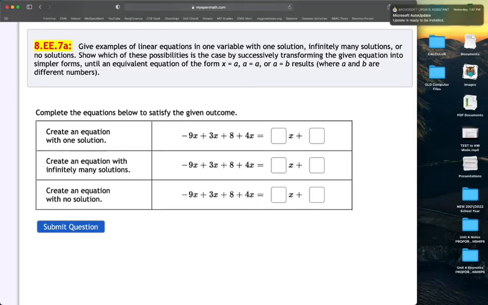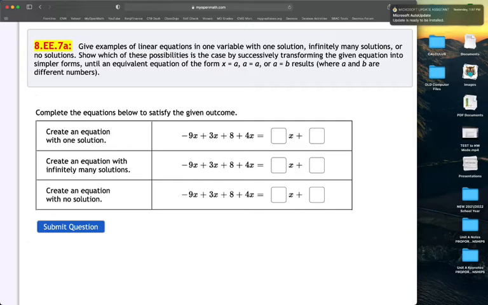In the standard 8.EE.7a, where we are asked to give examples of linear equations in one variable with one solution, infinitely many solutions, or no solutions, there may be times where you are presented with a problem like this one, where we have an expression on the left-hand side of an equation, and on the right-hand side, we're supposed to create an equation with one of those scenarios.